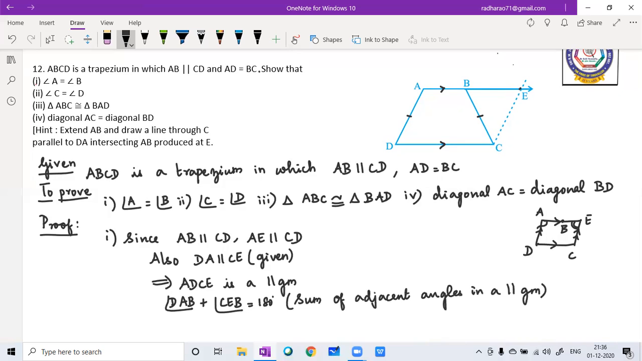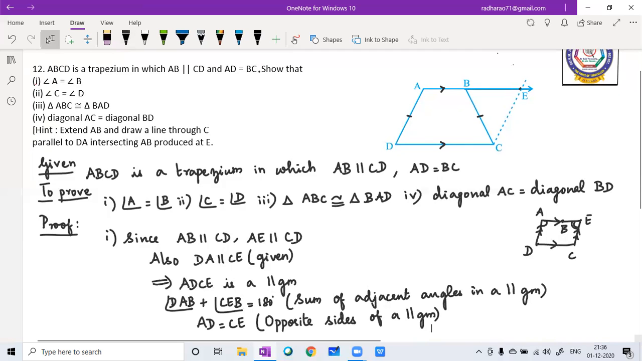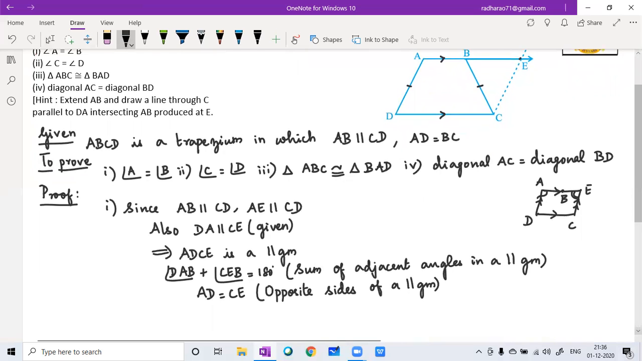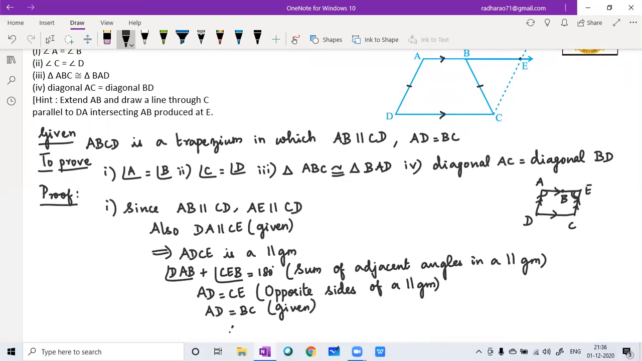Now, since it is a parallelogram, not only will both pairs of opposite sides be parallel, they will also be equal. So AD is equal to CE. Opposite sides of a parallelogram are always equal, right? But it is given in the question that AD is equal to BC. Therefore, BC and CE are equal.